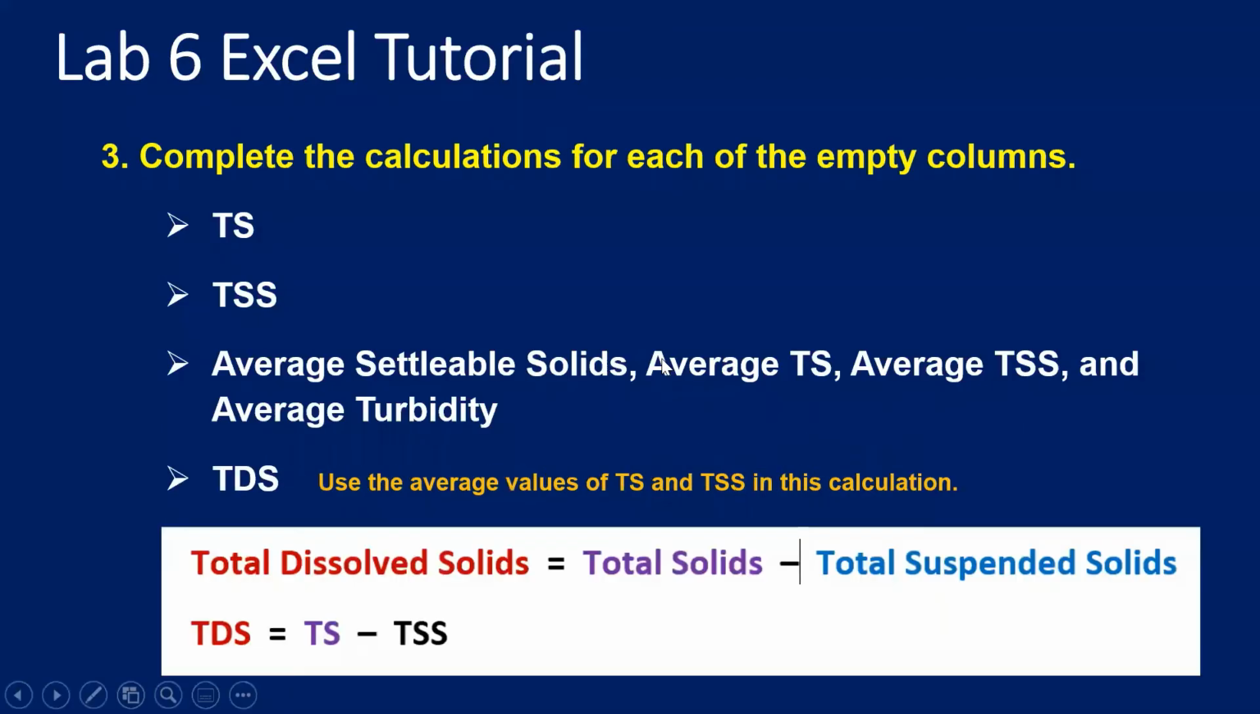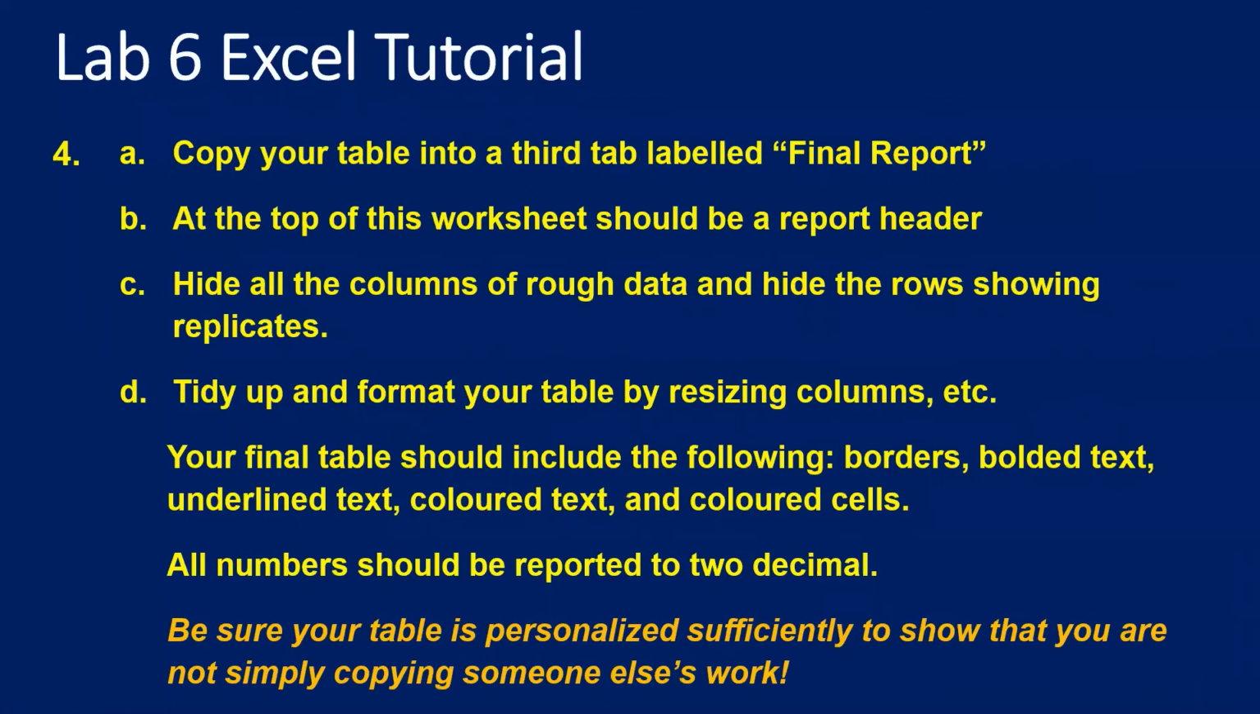And the next step is, we already did that one, number 4. So number 4 now, you're going to copy your table into a third tab, and you're going to label it Final Report. You're going to add a report header. You're going to hide columns of rough data and hide rows showing replicates. So I'll show you what that looks like here in a moment.